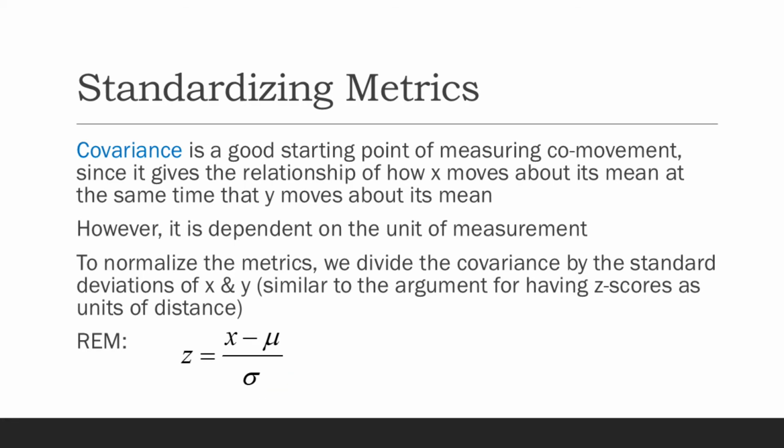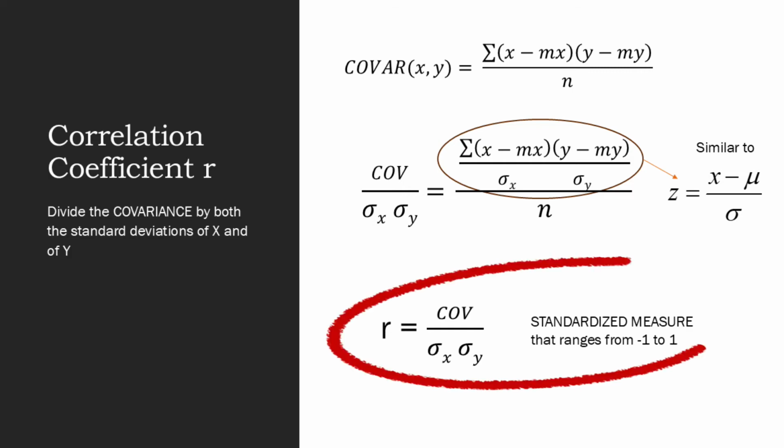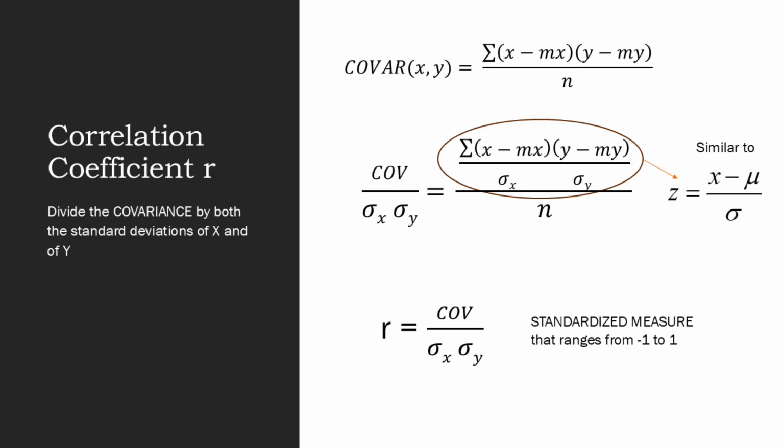So if we divide the summed up factors by the standard deviations of X and Y, we notice that it's similar in form to the standard score z. In fact, what has been done here is to standardize the covariance relative to the standard deviations of X and Y. And this actually has a name. This is called the correlation coefficient rho, or just simply R.